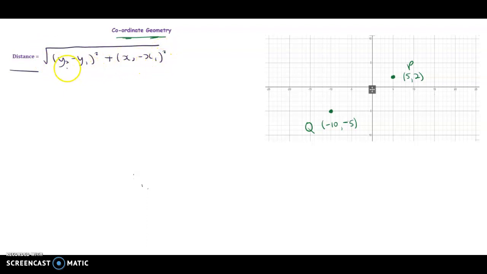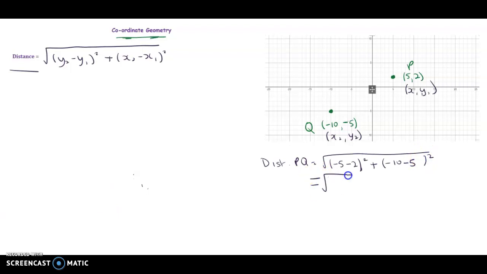So you might say, Miss, what is y2, y1, etc.? Well, it simply means these two points here. If I want to go in alphabetical order, I'll call P my first value. This would be my x1 value, and this would be my y1 value. And similarly, this would be my x2 value, and this would be my y2 value. So if I follow this formula, I get the distance PQ will be the square root of (-5 minus 2) all squared plus (-10 minus 5) all squared.